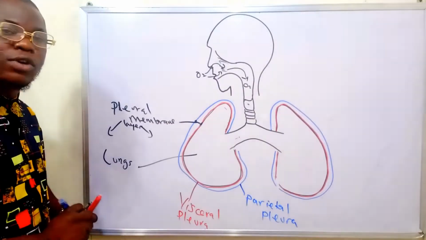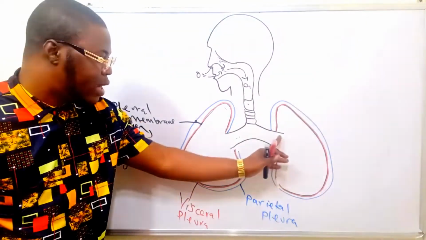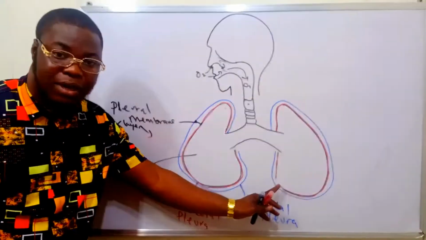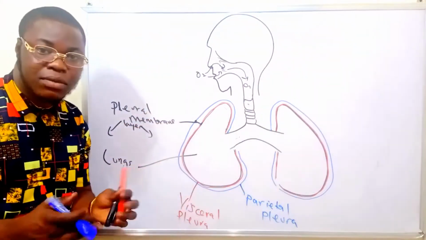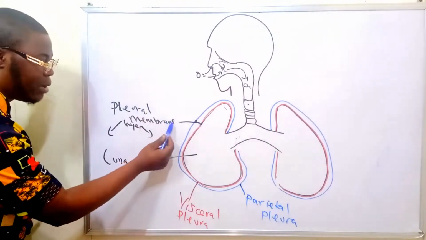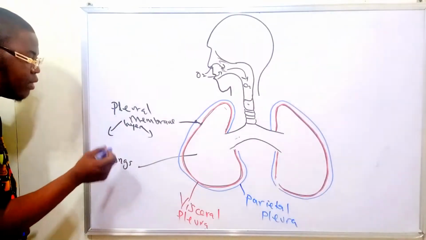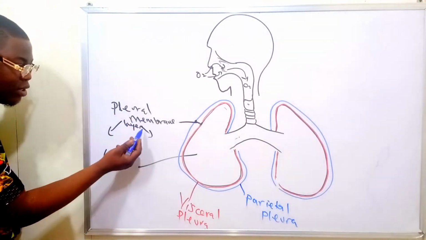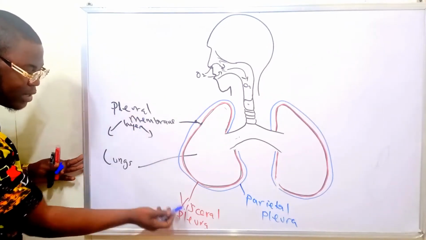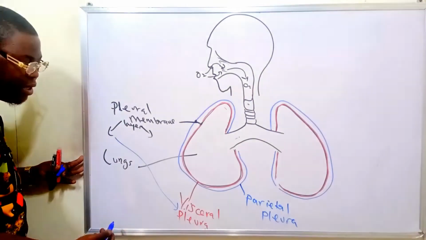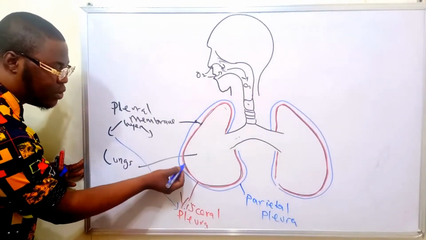Now, a quick recap. We said these are our lungs. So I indicated them with the black marker. And then I said they have a kind of membrane on top of them that's covering them. And the membrane is called the pleural membrane. And I said the pleural membrane has two layers. So the first one is the visceral pleura, it sticks with the lung.